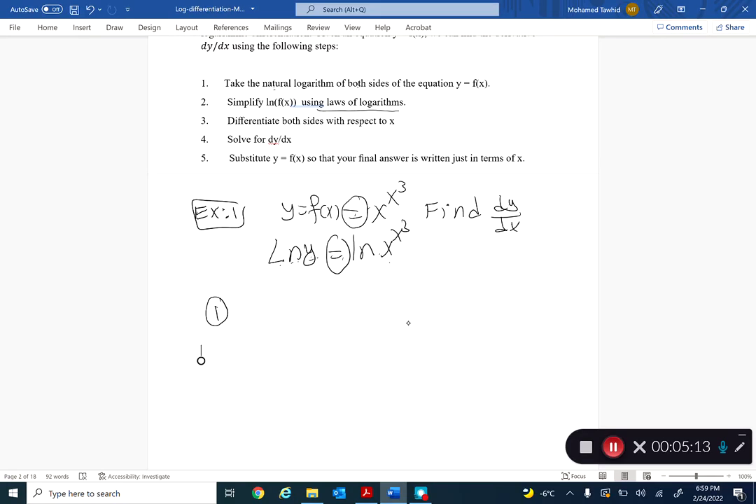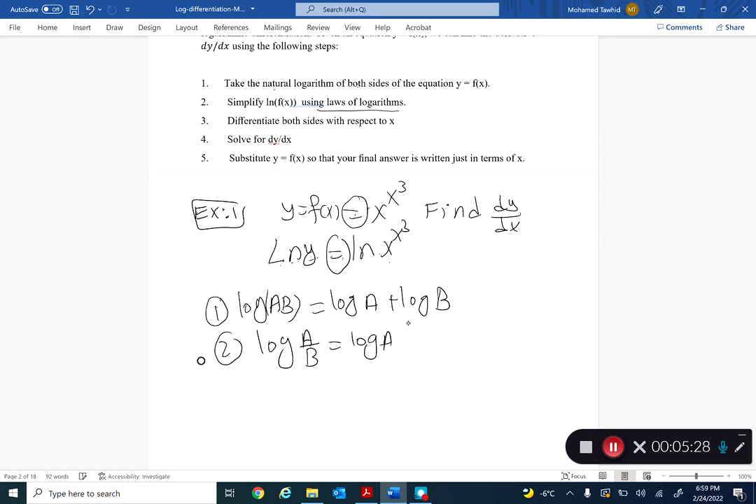One, log of A multiplied by B is log A plus log B. Number two, log of A over B is log A minus log B. Number three, which I'm also going to use: if you have A to the power r, I can put r in front, so you have r log A. Look at what you have here, that is your exponent. I'm going to use this one.